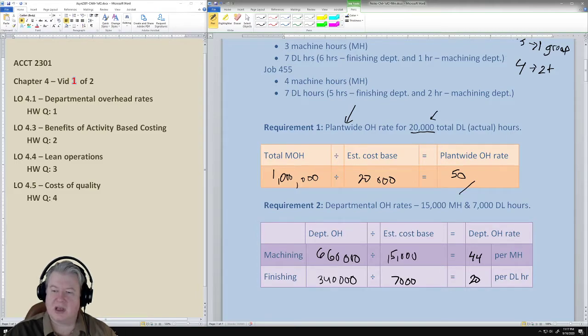So if you notice, when we use just one rate, we're going to estimate things at $50, and it'll be on direct labor. If we use 2 rates, we're going to be using machine hours and direct labor hours, and they have a slightly different charge rate per type.